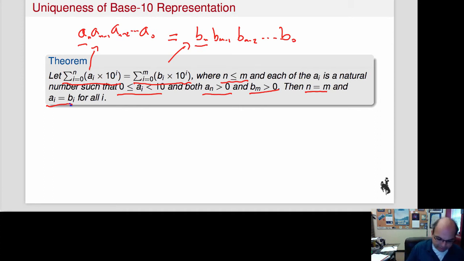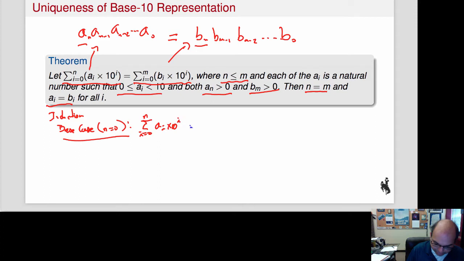Now how can we prove this? We're going to use induction, and let's think of the base case. This is when n is equal to 0. m doesn't have to be 0, but n is 0. So what I have is that the sum from i equals 0 to n of a_i times 10^i is really just equal to the sum from i equals 0 to 0 of a_i times 10^i, and that's just equal to a_0.